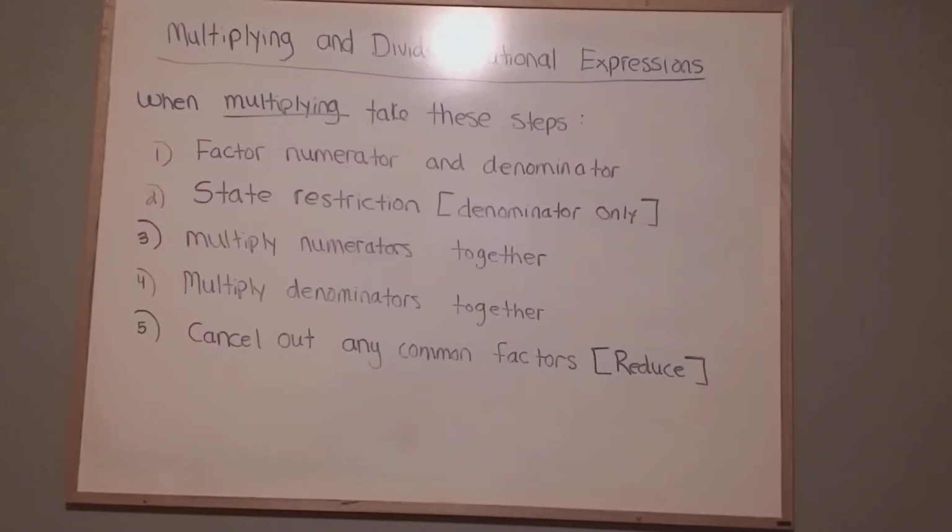Today our lesson is going to be on multiplying and dividing rational expressions. So when we're going to multiply, these are the steps that you need to take. Step number 1 is to factor numerator and denominator.